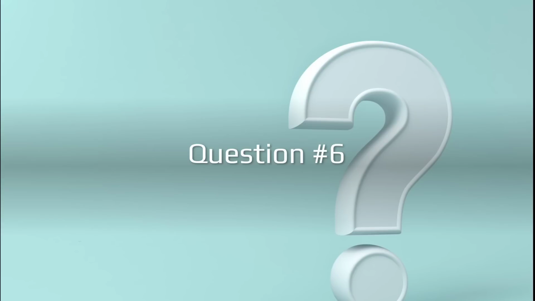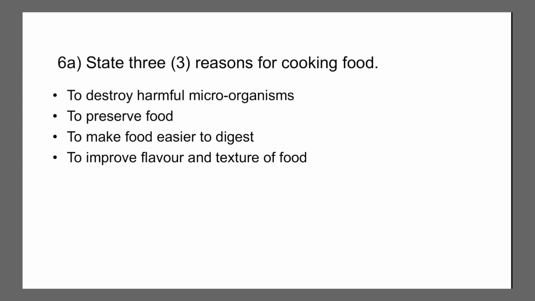And just like that, we are at question number 6. Question 6A. State 3 reasons for cooking food. Of course, we cook food because we want to destroy any harmful microorganisms. We want to preserve the food. We want to make sure that the food is easier to digest, or you want to improve flavor and the texture of the food. Some persons may also cook food as a hobby or for profession. Any of those 3 would have given you 3 marks.